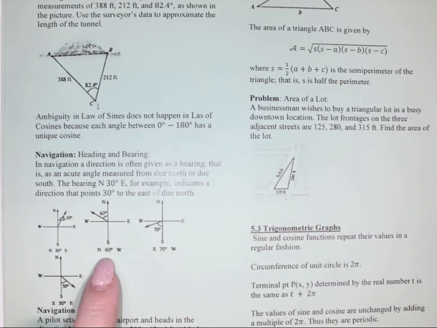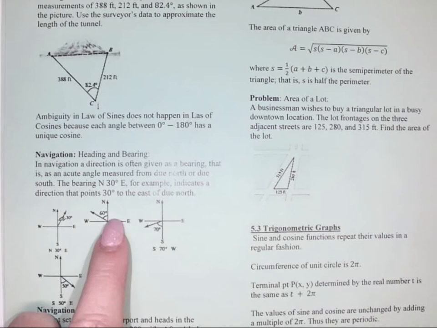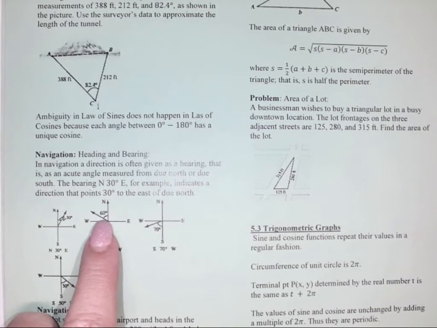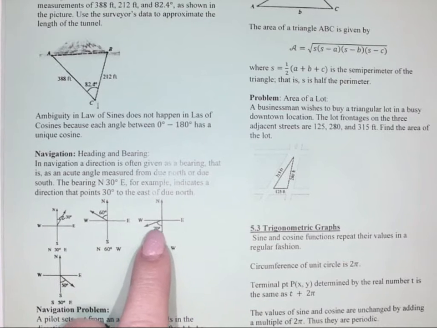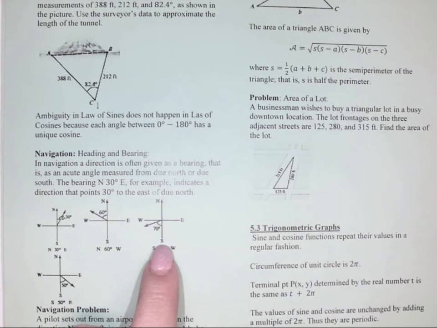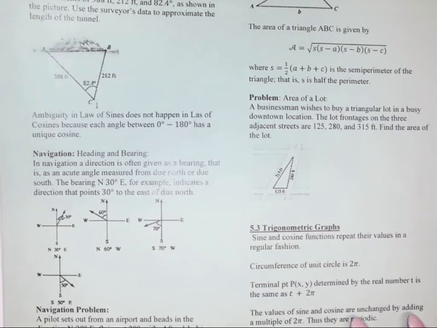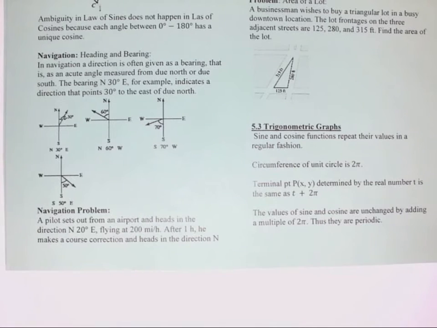So north 60 degrees west would be that it is 60 degrees west of due north. South 70 degrees west would be 70 degrees west of due south. And south 50 degrees east would be 50 degrees east of due south. So that kind of gives you an idea of what we're talking about. So let's go look at our navigation problem.